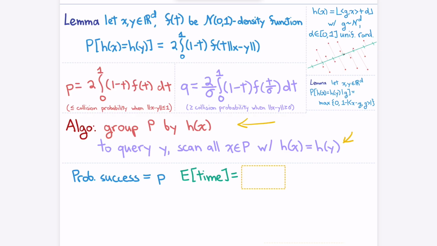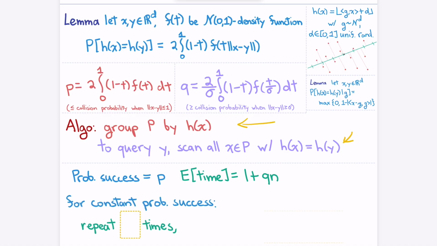Q times n. So everyone else represents noise. Here I'm treating the distance measurement as a constant, but you could have multiplied it by d for the actual cost. Okay, so if you want constant probability, as was suggested, you repeat 1 over p times.